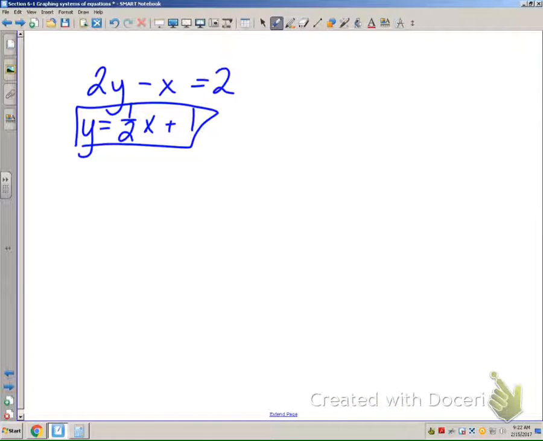Okay, let's try this one. Let's graph it. We've got 2y minus x equals 2. The problem is, with this top one, it is not in slope-intercept form. So the first step is always to put both equations in slope-intercept form if I'm graphing.